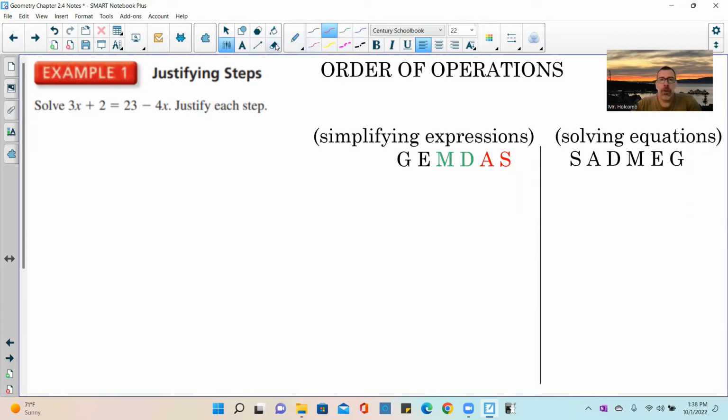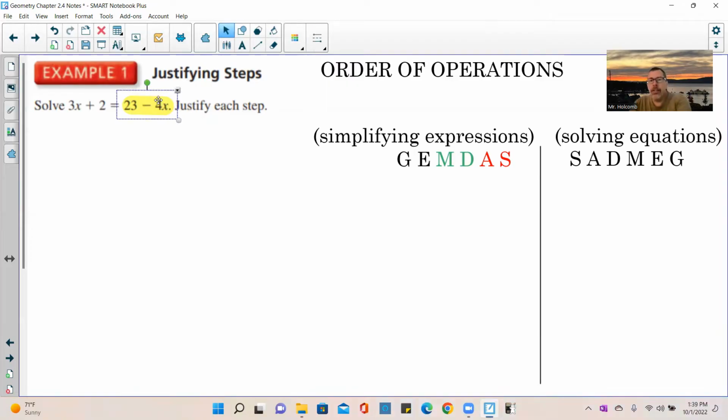Well, the first thing I focus on whenever solving an equation is, can I simplify anything on one side? So I have 3x plus 2. 3x and 2 are not like terms. I can't combine them. There's nothing I can do with these. There's no distributive property, nothing. If I move over to here, I have 23 minus 4x. I have a constant minus a coefficient times a variable. It is also called a binomial. There's no simplifying done here, so I cannot do any order of operations here.